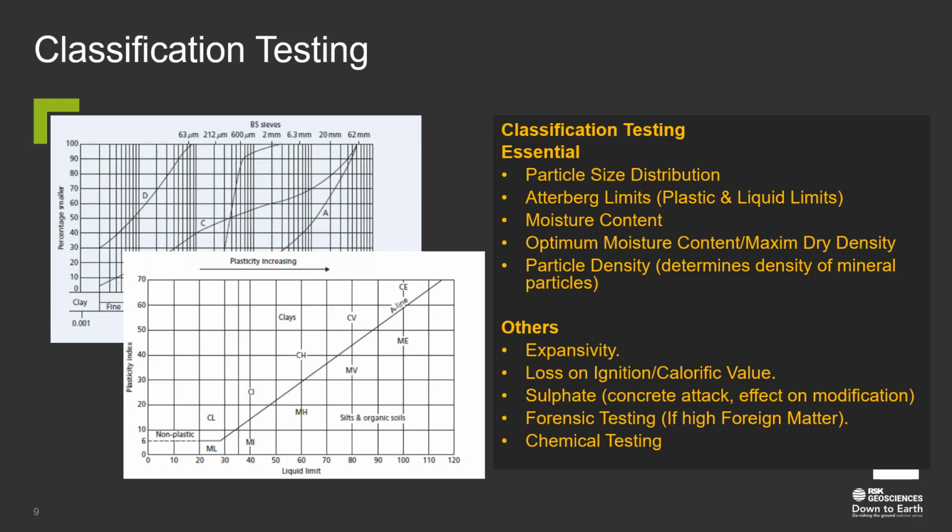It tells us whether the soils are uniform, i.e. just one size of particle, or they're well graded, spread over a range of particles. And this will affect the voidage within the soil.